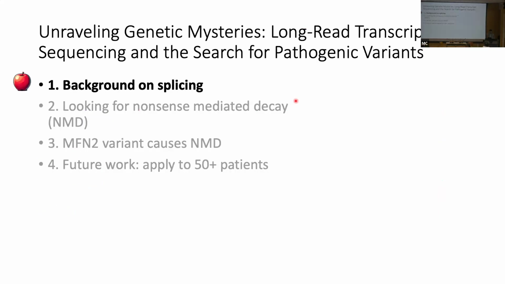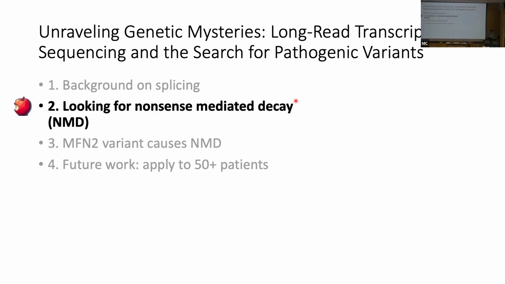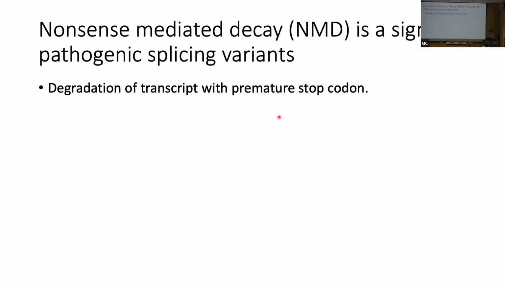So at this point in my talk, I described how we want to find pathogenic splicing variants because this can help us solve the genetic cause for our patients. And I talked about how we're going to use long-read RNA sequencing as our method of choice. So now I want to introduce what we are exactly looking for when we're sequencing a patient's RNA. For my PhD, the very specific thing that I'm looking for is something called nonsense-mediated decay. Nonsense-mediated decay is basically when mRNA becomes degraded because it contains a premature stop codon.